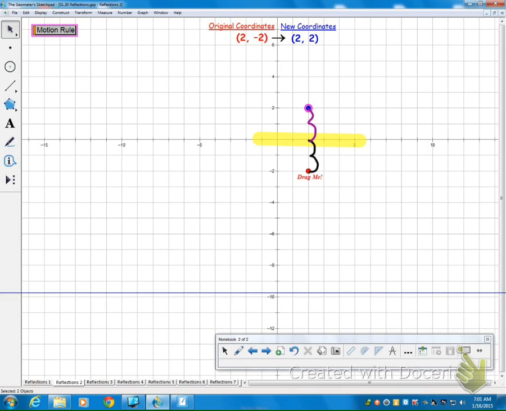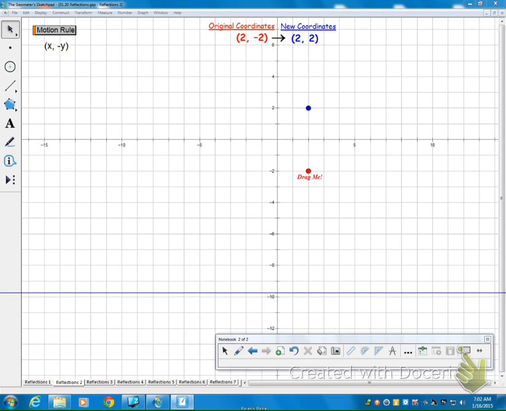Now again, let's look at our motion rule. Our motion rule this time is x, -y. So when we flipped over the y-axis, our x changed its sign. But when we flip over the x-axis, our y changes its sign because our x-coordinate stays the same. We're not moving it side to side. What's moving is our y. So I go from +2, -2 to +2, +2. And that y value right here is what is changing on us.